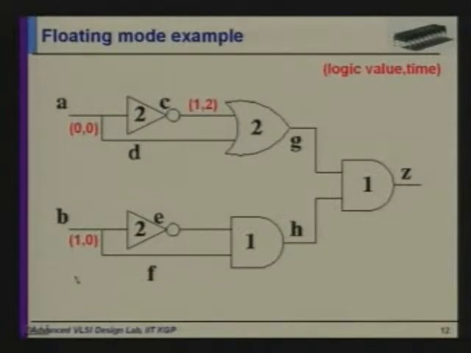So node C will have the value logic 1 after time t equal to 2. Similarly for node E, and for node G it will be 1 at time 4. Why? Because C is 1, the controlling value, and node D will have 0, non-controlling, so it is okay. Fine. So what will be the value for H? Everybody is getting this? Now tell me what will be the value for Z?